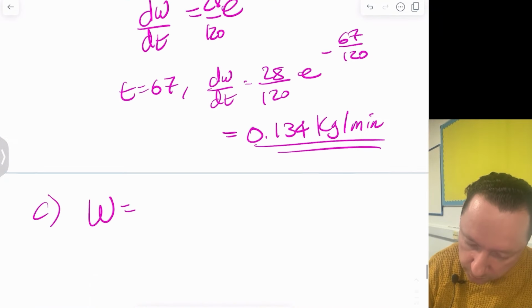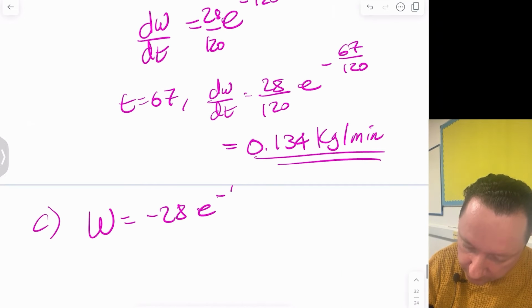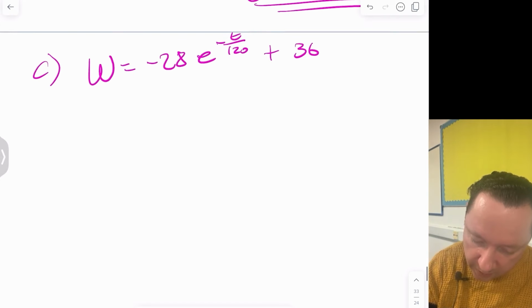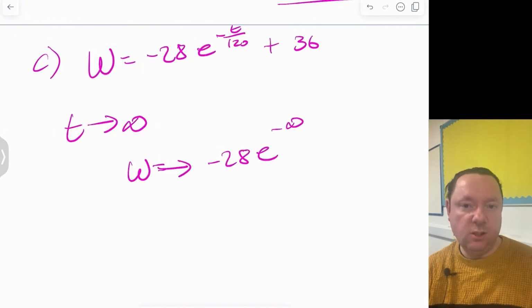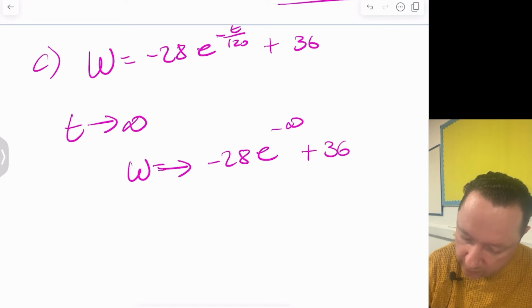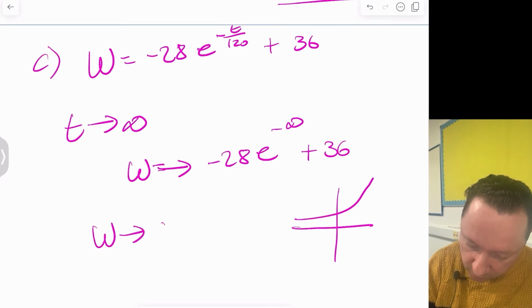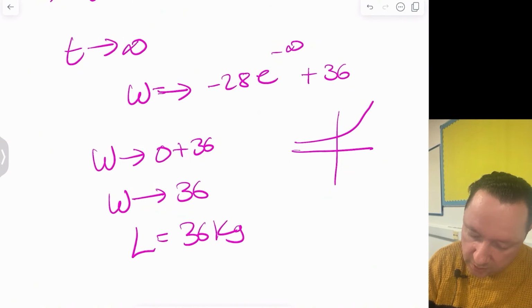So w equals minus 28 e to the minus t over 120 plus 36. We want to know what happens as t goes to infinity. Well, w goes to minus 28 e to the minus infinity over 120, which is still minus infinity, plus 36. So we need to know what happens to e as it approaches negative infinity. Well, there's the graph of e. As that gets smaller and smaller, it gets closer and closer to 0. So we can say that w approaches 0 plus 36. So w approaches 36, which means our limit L is equal to 36 kilograms. And we're done there.